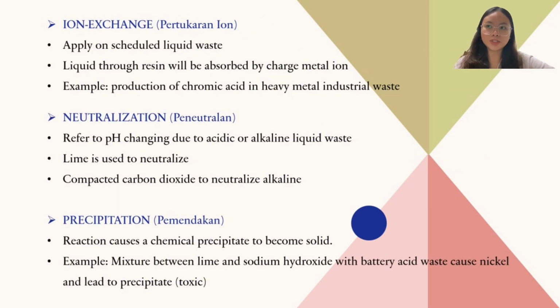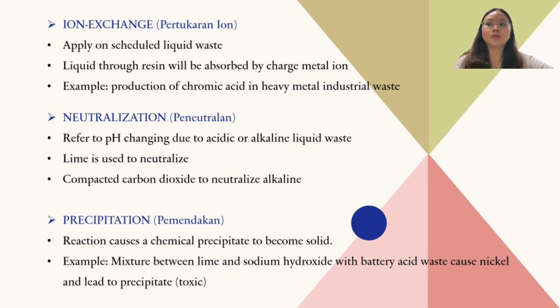We move to the ion exchange, yaitu pertukaran ion. It is applied on scheduled liquid waste. Liquid through resin will be absorbed by charged metal ion, for example, production of chromic acid in heavy metal industrial waste. Next is neutralization, yaitu penetralan, refer to pH changing due to acidic or alkaline liquid waste.